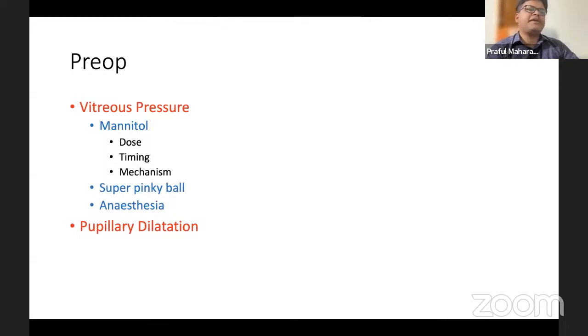The other procedure is super pinky ball. Recently, there is a lot of controversy. Few people believe it doesn't work at all. But at RP center, routinely, if you are doing a keratoplasty, we are using it. We use a peribulbar block, and we have at least 8 to 10 minutes of super pinky ball there. How it acts is, not only does it distribute your xylocaine and bupivacaine, it also brings some sort of hypotonia. So that is also another measure that you should practice.